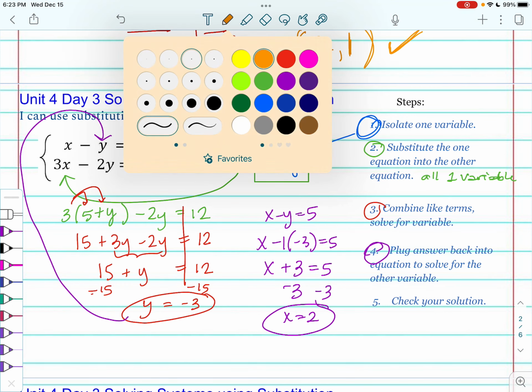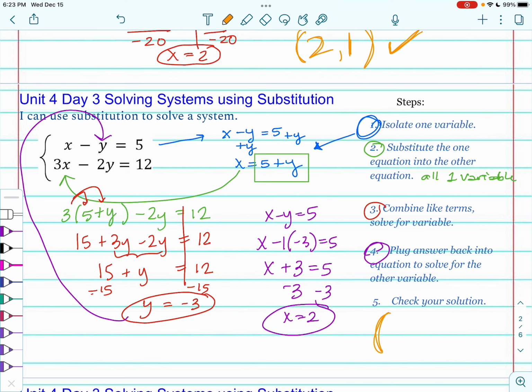Okay, your last step then is to check your solution. So if I have 2 comma -3, if I plug it in here, I get 2 minus -3 equals 5. Check. And if I plug it into the other one, 3 times 2 minus 2 times -3 equals 12. I get 6 plus 6 equals 12, and check. Okay, my solution is the point 2, -3.